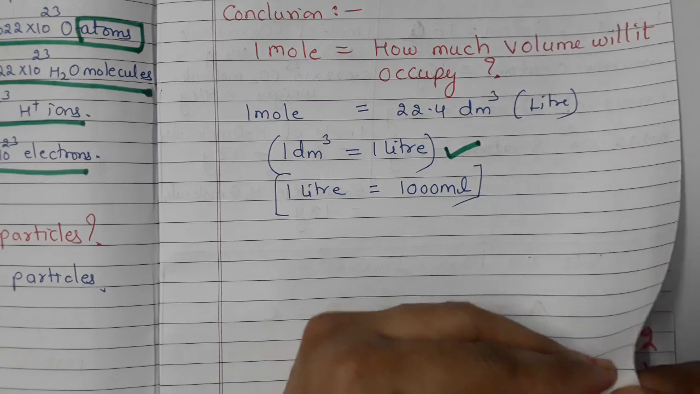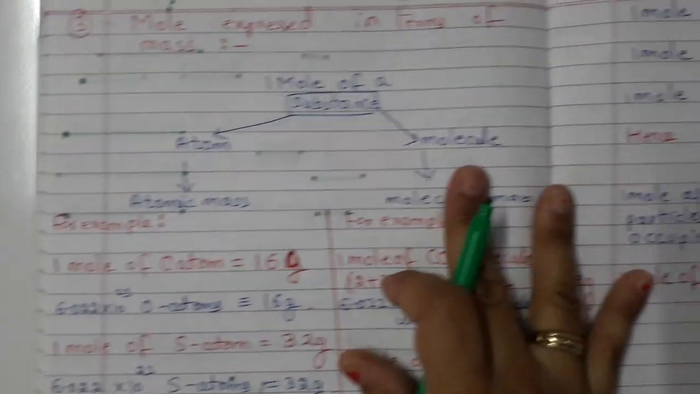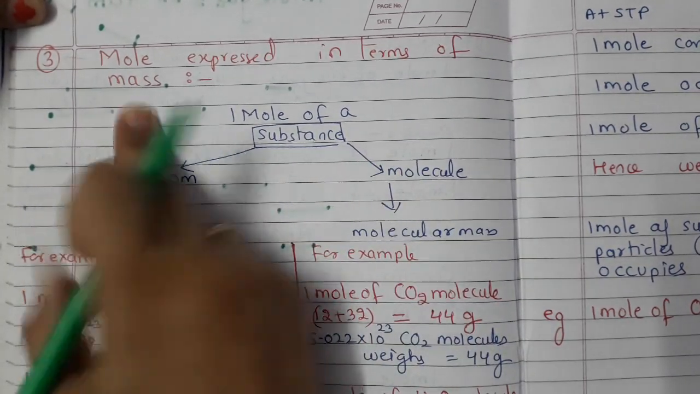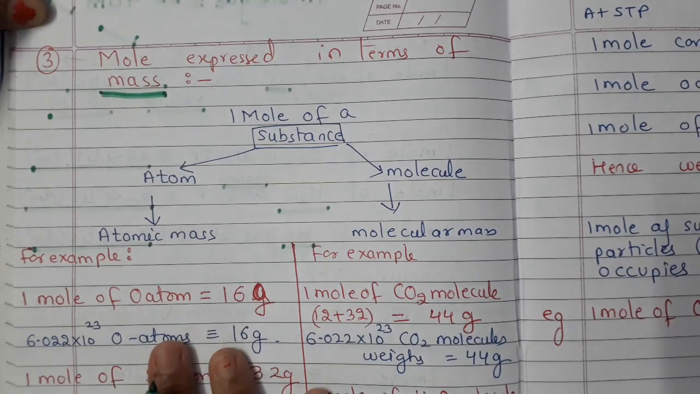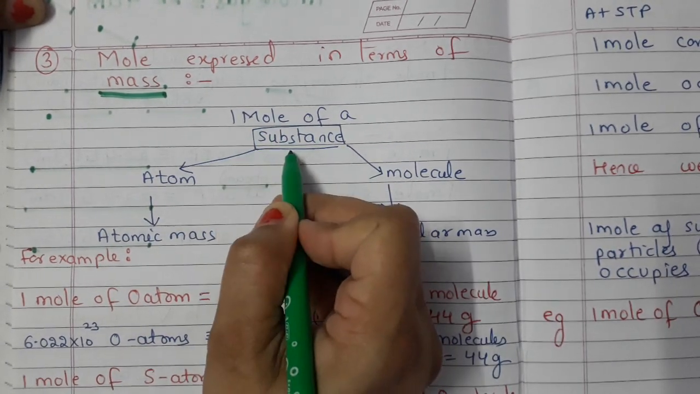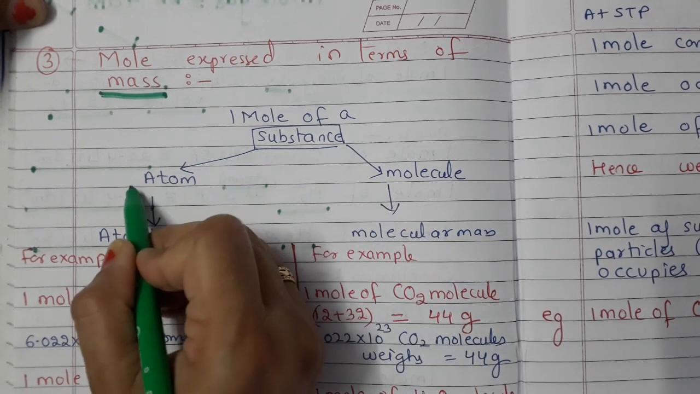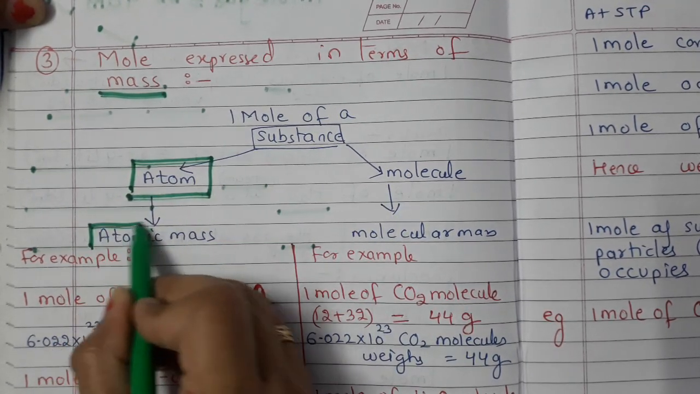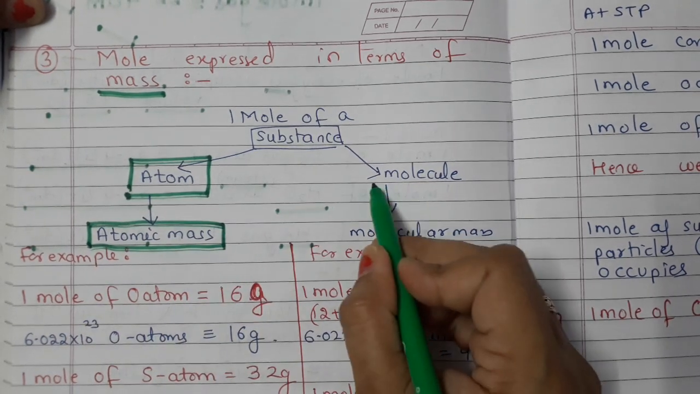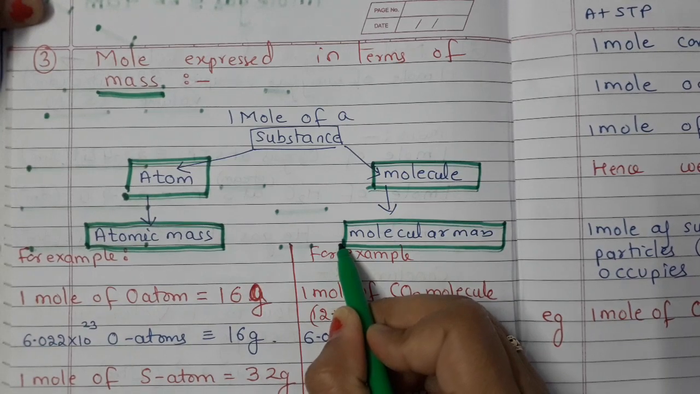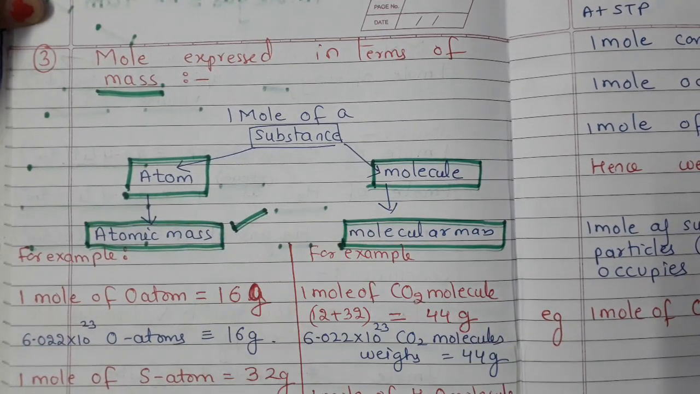Okay, now we move on to the third aspect, that is mole expressed in terms of mass. So in terms of mass, let us go step by step. 1 mole of a substance: students, if that substance is an atom, then its mass would be atomic mass. If that substance is a molecule, its mass would be molecular mass. So let us go one by one.